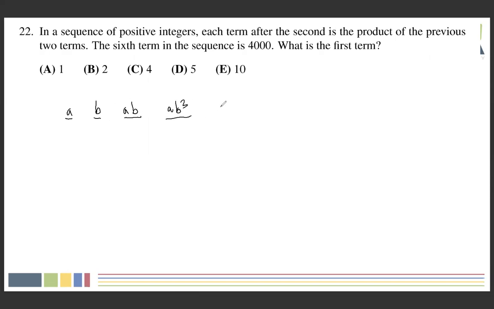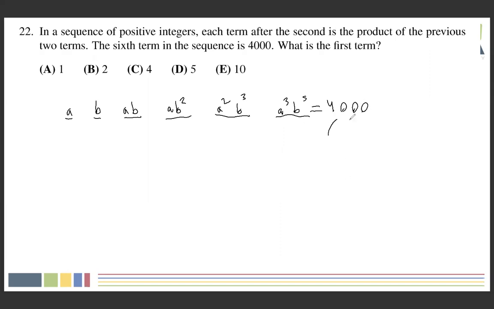The next one, well, we'd have A times B squared, B times AB, B cubed, right? And then the 6th number, which is what we're looking for, A squared times B cubed. Oh, sorry, that looks like a 3. Let me rewrite those. B squared, B cubed. B squared times B cubed gives us B to the power of 5. And we know this has to equal 4,000.